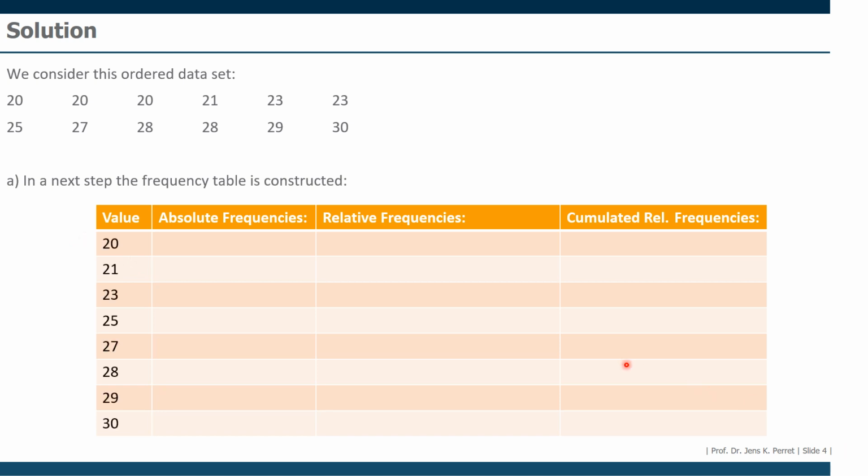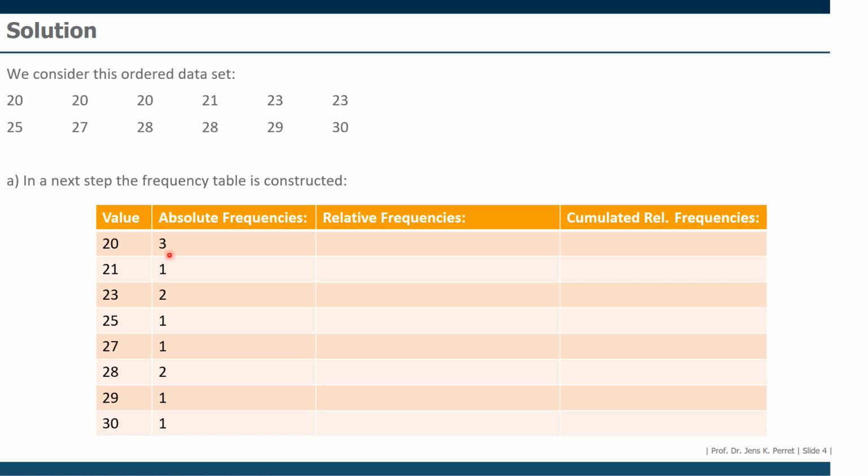That's this part here. Then for each of the values, I'm going to count how often they are represented in the data set. So I have 3 times the 20, noting a 3 here. Once the 21, noting a 1 here. 2 times the 23, noting a 2 here. And that's about it. So that gives me the absolute frequencies, and if I sum those up, I get the number of observations, which, if I look closely, I can see is 12 in this case.